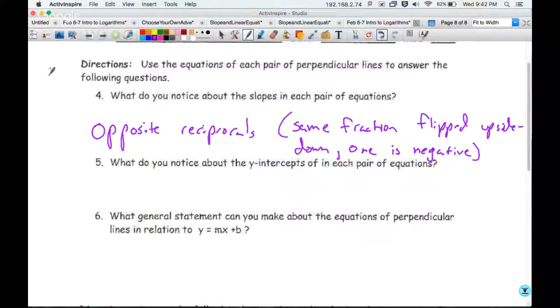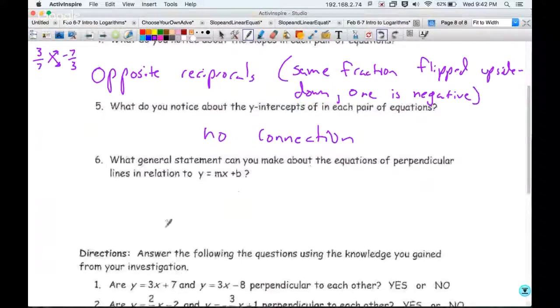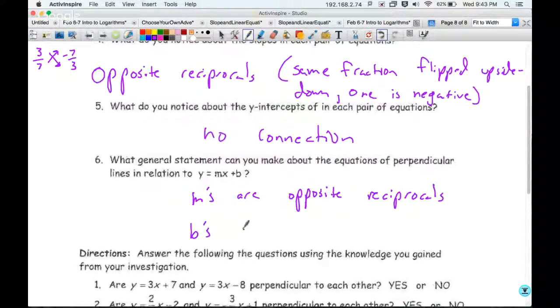So let's just practice that real quick. What would the opposite reciprocal of 3/7 be? Well, it would be -7/3. One is positive, one is negative, and it's the same fraction flipped upside down. The y-intercepts, again, no connection. General statement about perpendicular lines: M's are opposite reciprocals. B's are not connected.